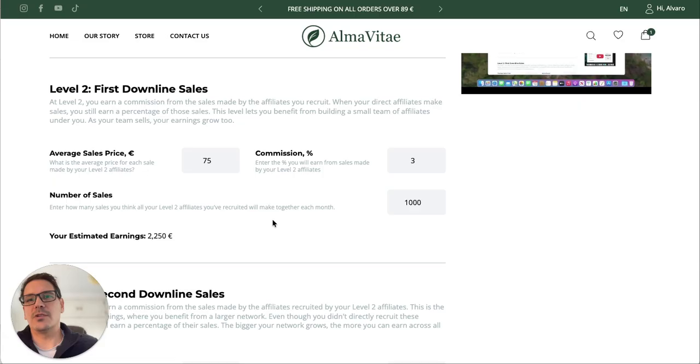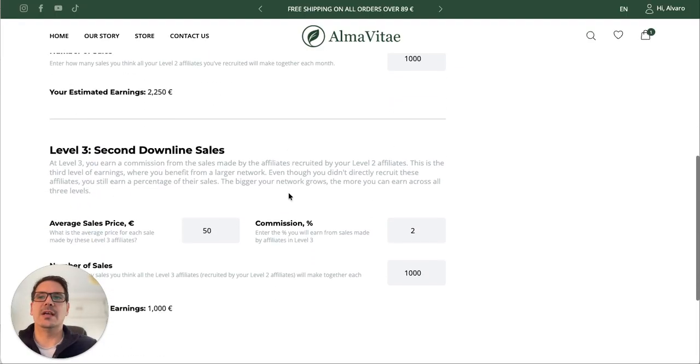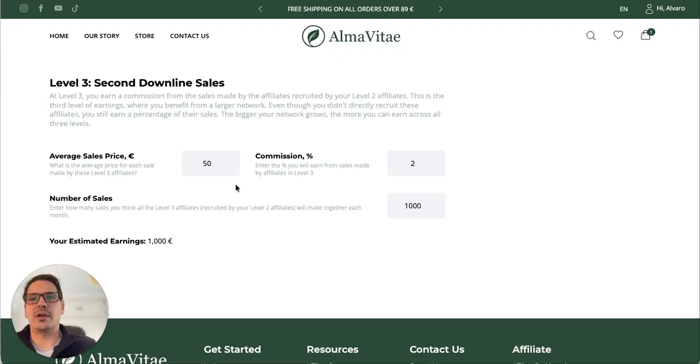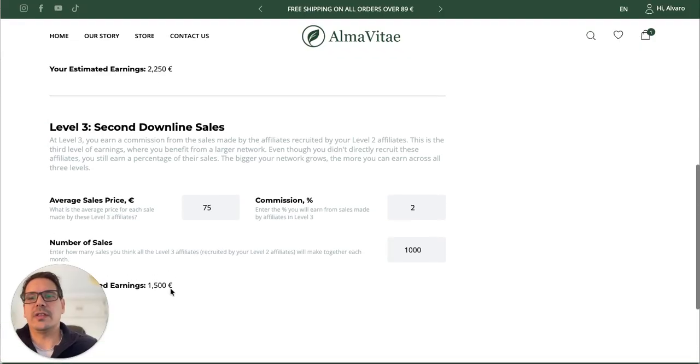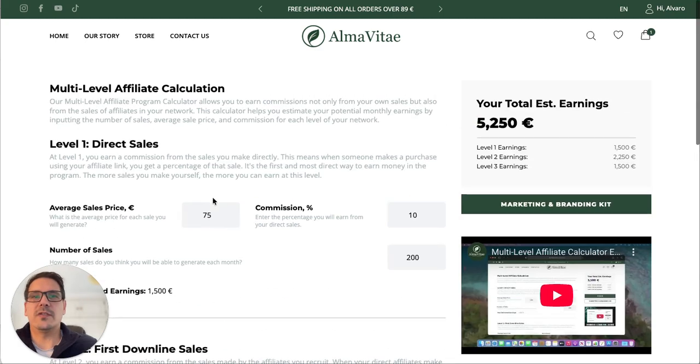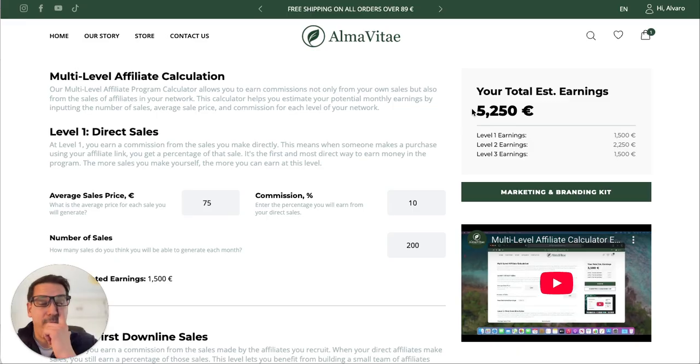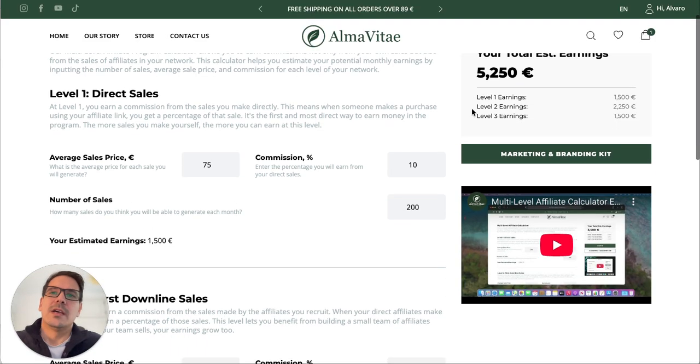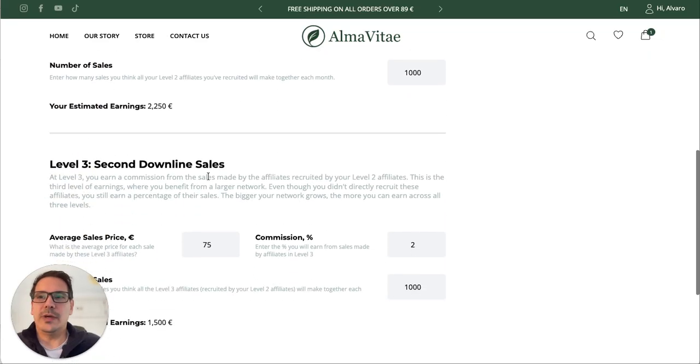So let's say in this entire structure we would generate 1,000 sales every time, 75 euros, and you would receive 3% commission. And in the next structure, in level 3, you will receive, let's say, a total of also 75 euros, and again we would have 1,000 sales. Now here you see you would receive 1,500, 2,200, 250, and in total you would receive 5,250.